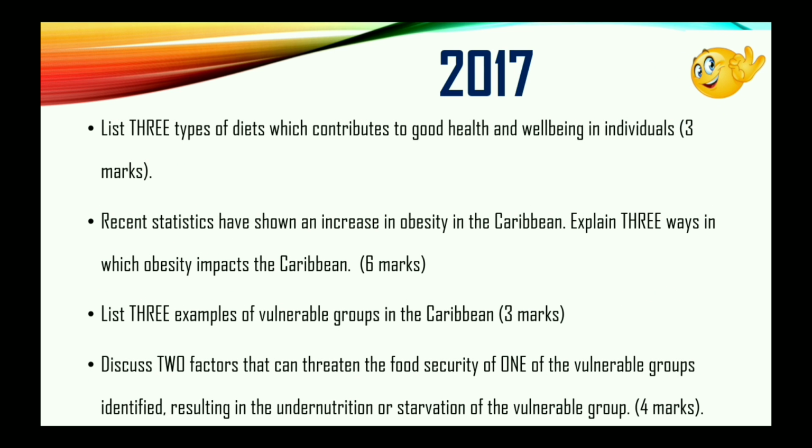2017. List 3 types of diets which contribute to good health and well-being in individuals. 3 marks. Recent statistics have shown an increase in obesity in the Caribbean. Explain 3 ways in which obesity impacts the Caribbean. 6 marks. List 3 examples of vulnerable groups in the Caribbean. 3 marks. Discuss 2 factors that can threaten food security of one of the vulnerable groups identified, resulting in the undernutrition or starvation of the vulnerable group.